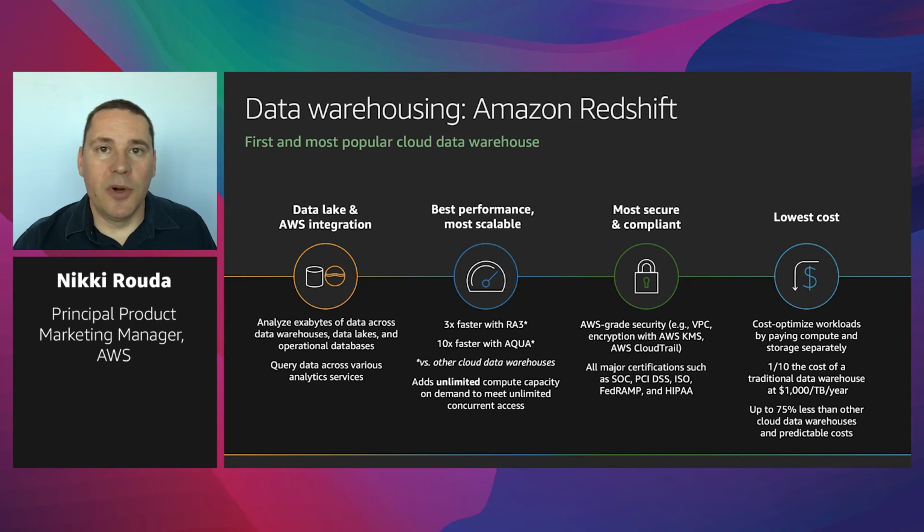Now, if you need more scale and performance, we introduced a new feature for Redshift called concurrency scaling recently. And what this does is it automatically adds compute power on demand when you need it. That gives you the ability to not have to predict in advance how big your workload is going to be, but really grow with it dynamically and have that agility as you go.